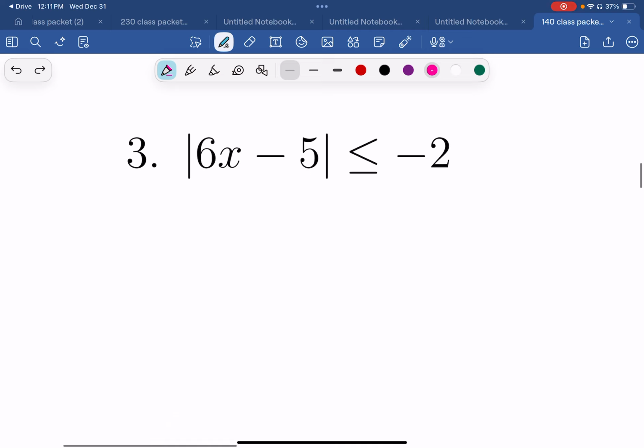All right. Now I am going to show you these. I'm not going to test you on absolute value inequalities, just as a heads up. But I am going to go ahead and show you how you would do this.